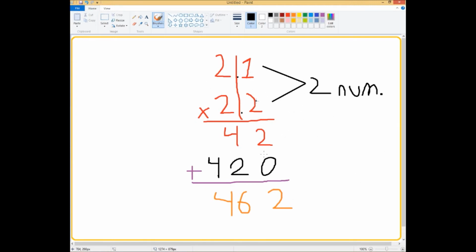So there are 2 decimal numbers. It's 2 decimal numbers. So here's the answer down here. And it'll be 1, 2.